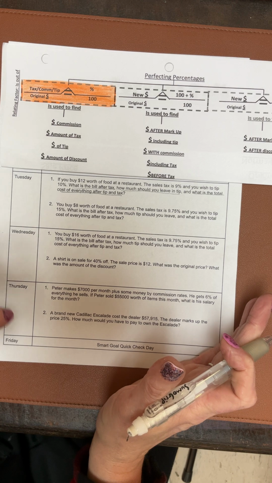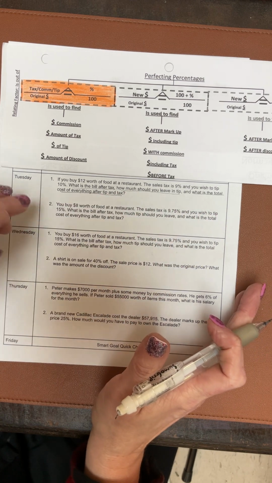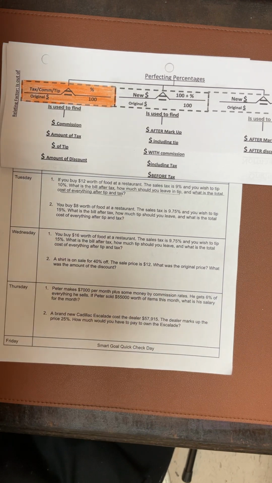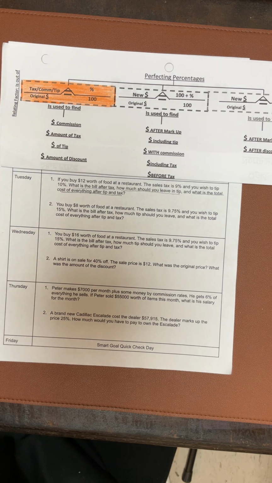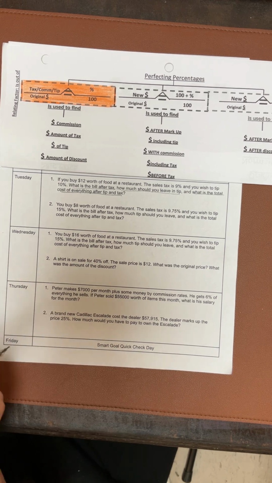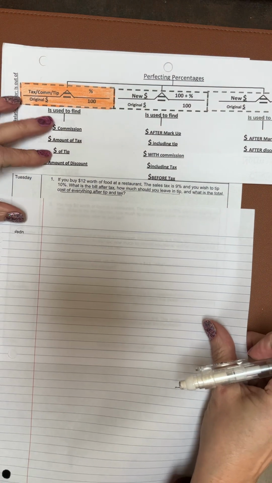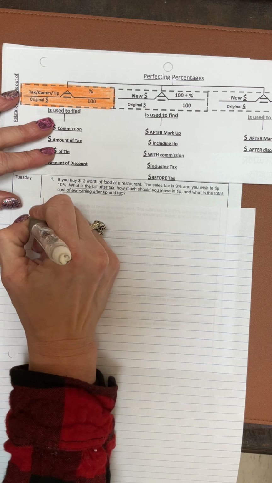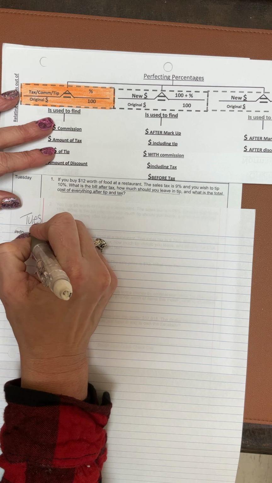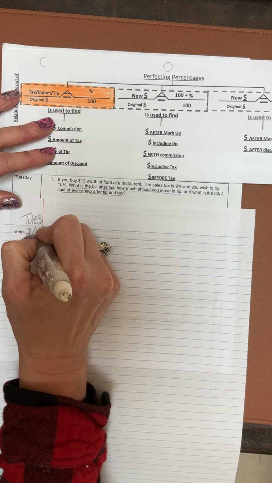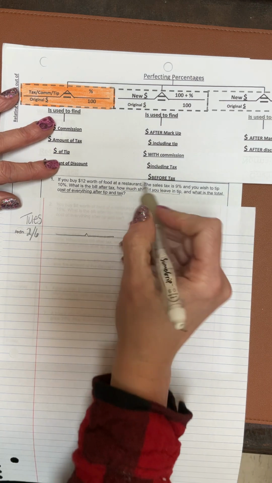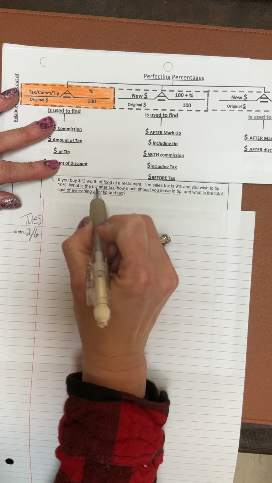Because I don't have a lot of room on here, I'm going to get a sheet of paper and do my work on it. Then you can copy it down and put it on your paper or wherever you need to put it. If you're doing yours on a separate sheet of paper, you can label it Tuesday, 1, 2, 6. Now, first thing we want to do is find what is the bill after tax?